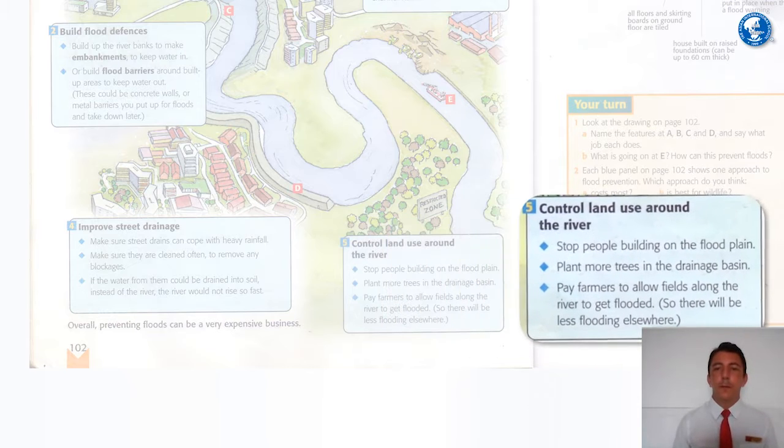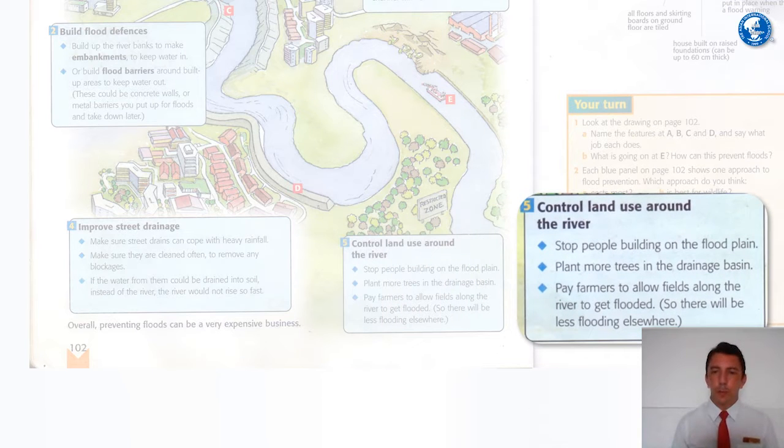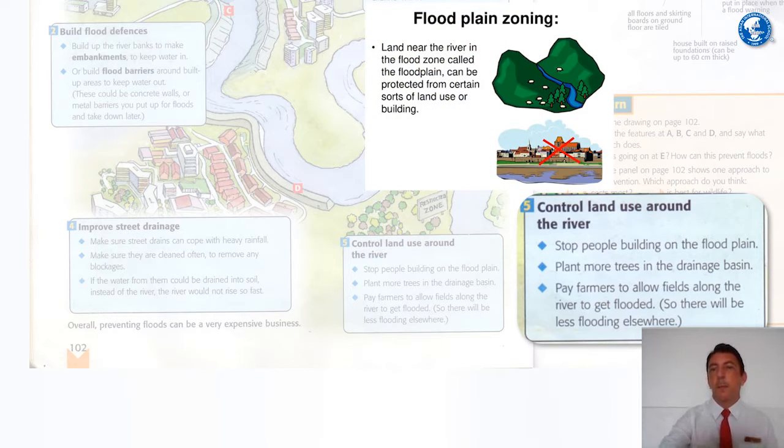And number 5, control land use around the river. Now this won't prevent flooding, but it means the flood will not be a problem for us. So the first idea we have here is to stop people building on the floodplain. So this is about planning how we use the land. So land near the river in the flood zone, this could be used for certain things like sports grounds or parks. That won't be too badly affected if it floods.